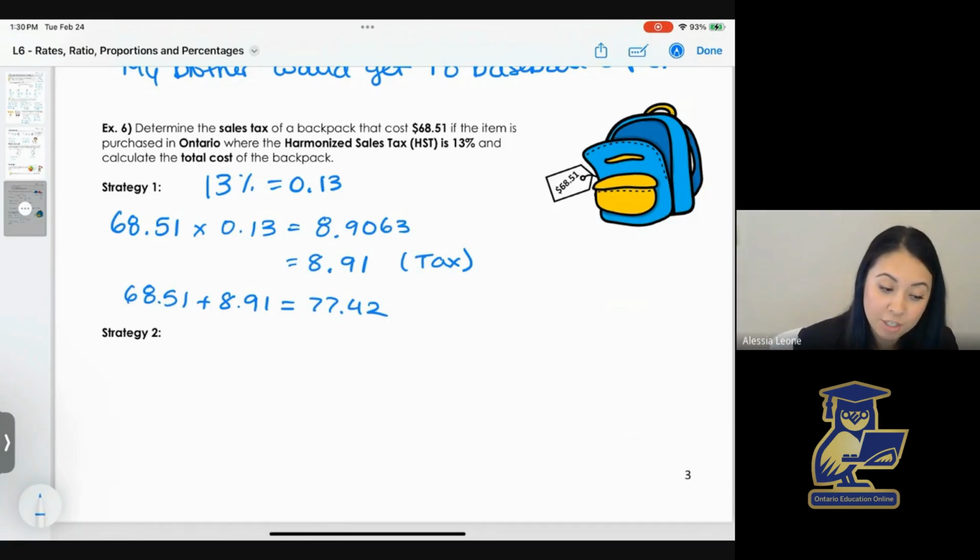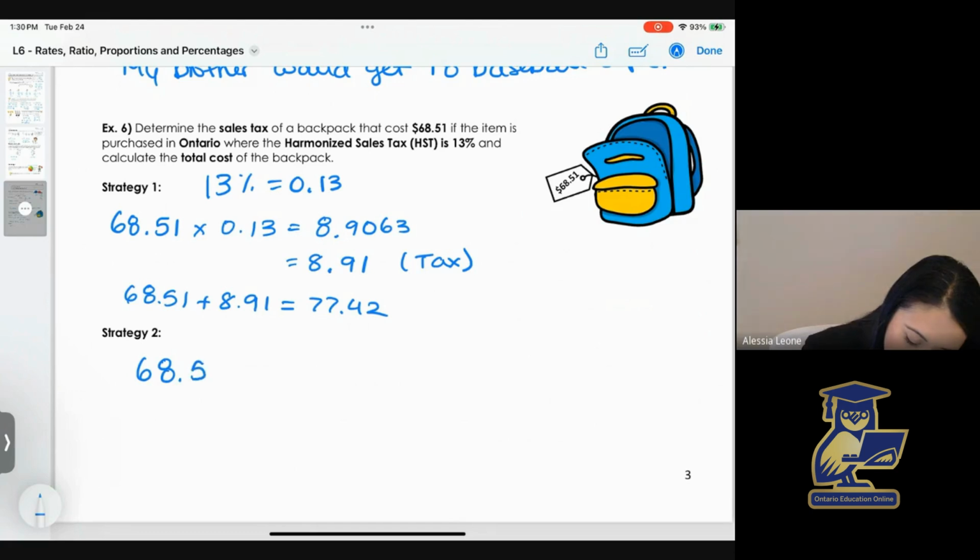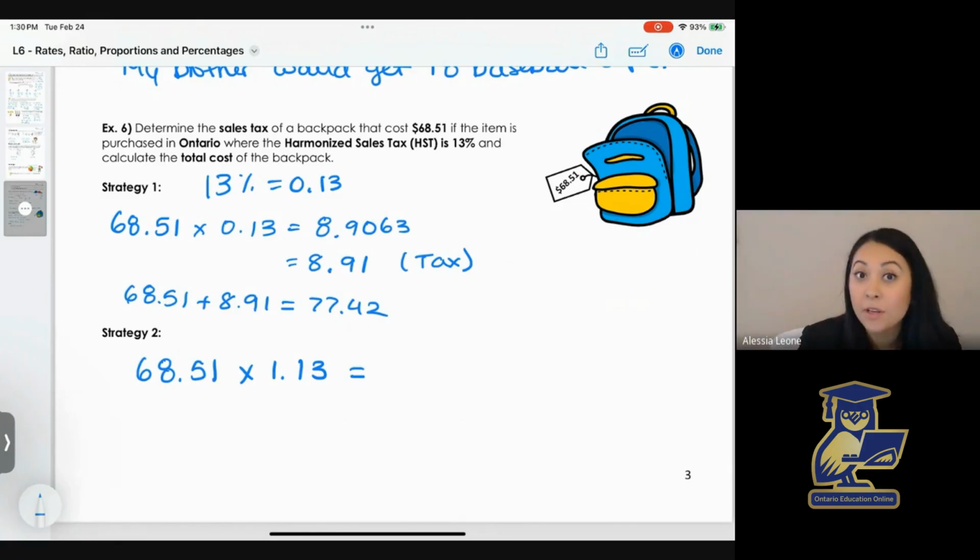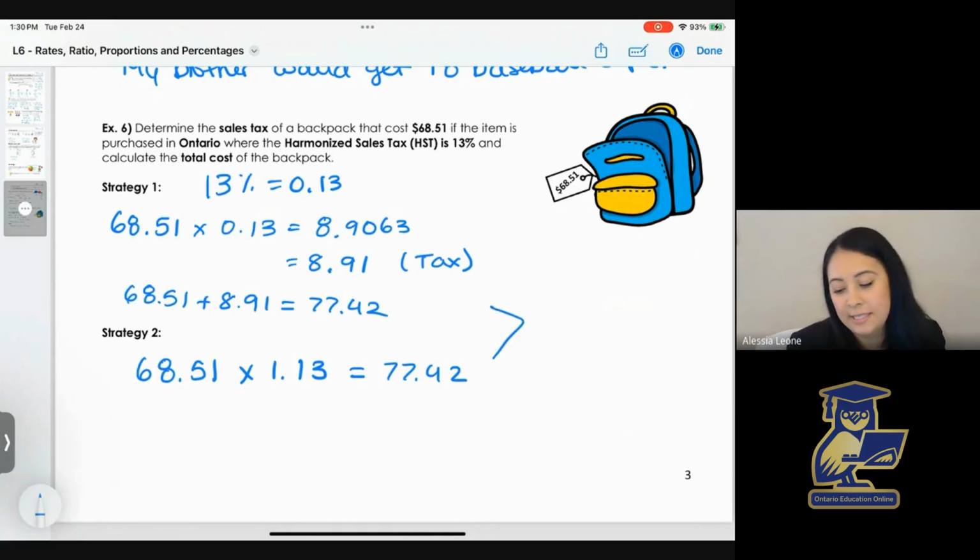The second strategy we can do is we can multiply our backpack cost by 1.13. Let's try that. Times, and if you take your calculator out, that's totally okay. Let's see what our answer is. The answer you will get is 77.42. We got the same answer.